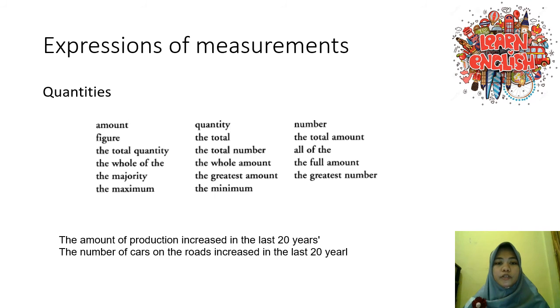These are the expressions of measurement. Here I give you some choices, but usually these two words are commonly used: the amount and the number. The amount is for uncountable nouns, and the number is for countable nouns. These are the two expressions of measurement that we usually use.